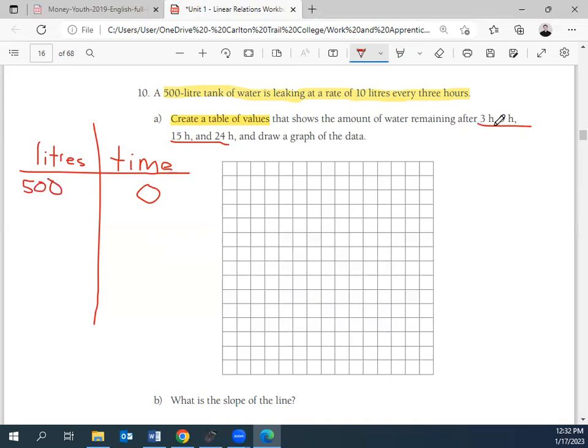And then it wants us to put 3, 9, 15, and 24. So I'll put that. So 3, 9, 15, and 24. Whenever you make one of these charts, you usually just want to put like just 4 or 5 things. It's usually more than enough.